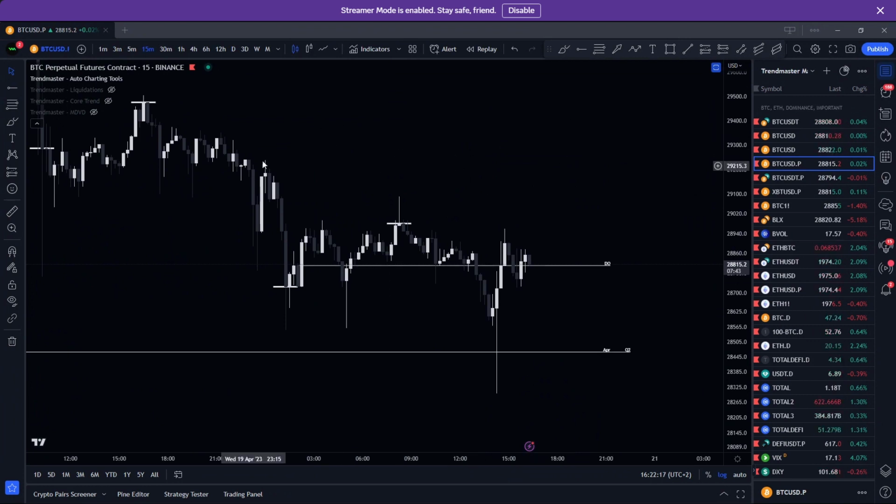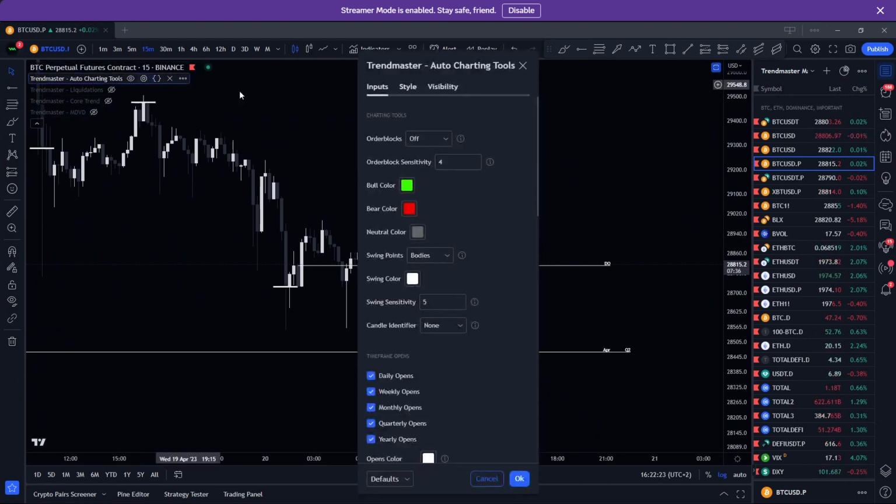So essentially everything plays out the same, right? I've got my swings being noted. I'm using auto charting tools. I've got this just to show where there's a major reversal in swing level. Not that it matters, swing sensitivity 5. You can turn it all the way down to only show the most important ones.